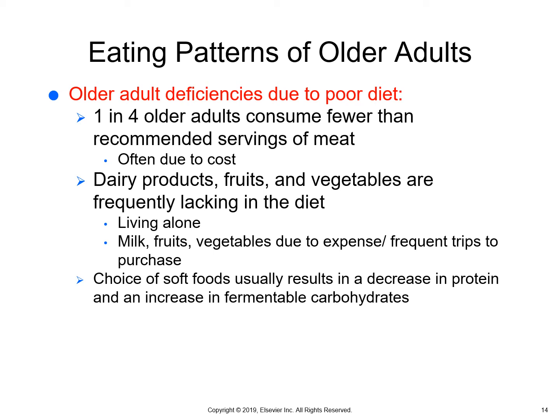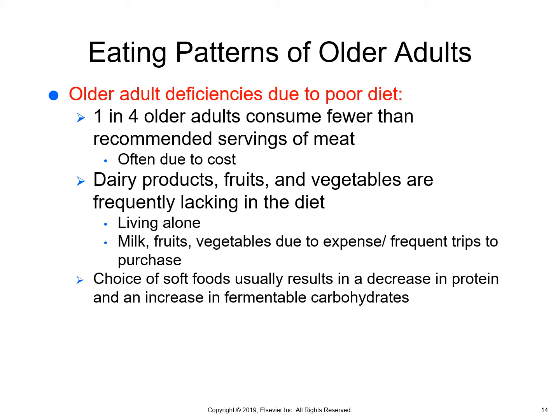Dairy products, fruits, and vegetables are frequently lacking in the diet because if you think about dairy, fruit, and vegetables, those are things that need to be replaced weekly. If someone lives alone, sometimes they're not going to go to the trouble to prepare those kinds of foods. And milk, fruit, and vegetables can be expensive and require, like I said, frequent trips.